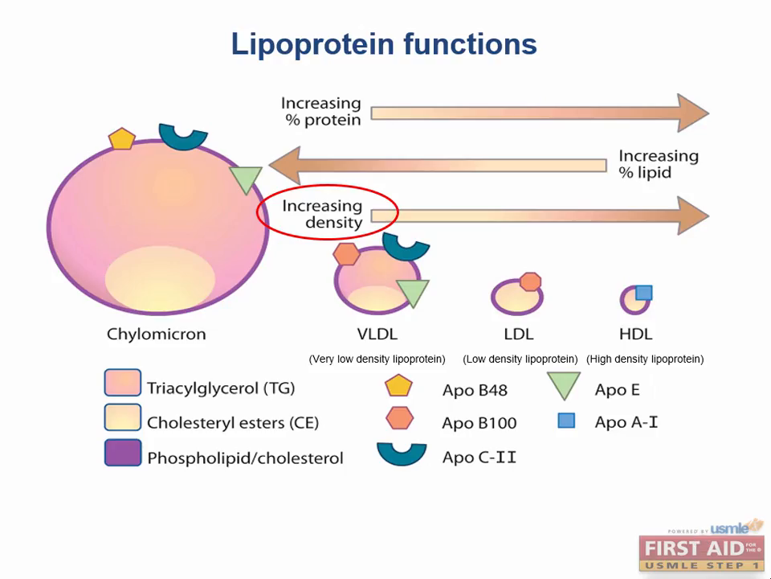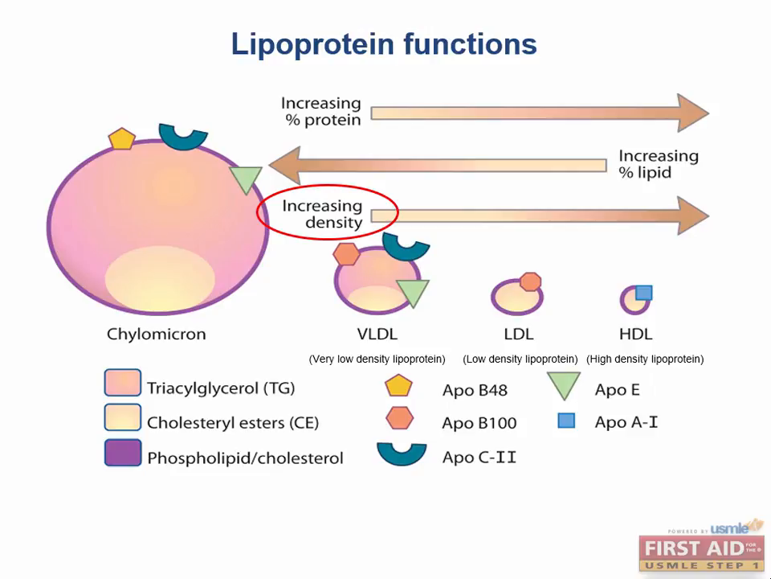Now that we have shown what makes up each of the various lipoproteins, let's go ahead and talk about what these lipoproteins do. How are they classified? Well, the different lipoproteins are named according to their density. From low to high density, we have chylomicrons, VLDL, IDL, LDL, and then HDL.